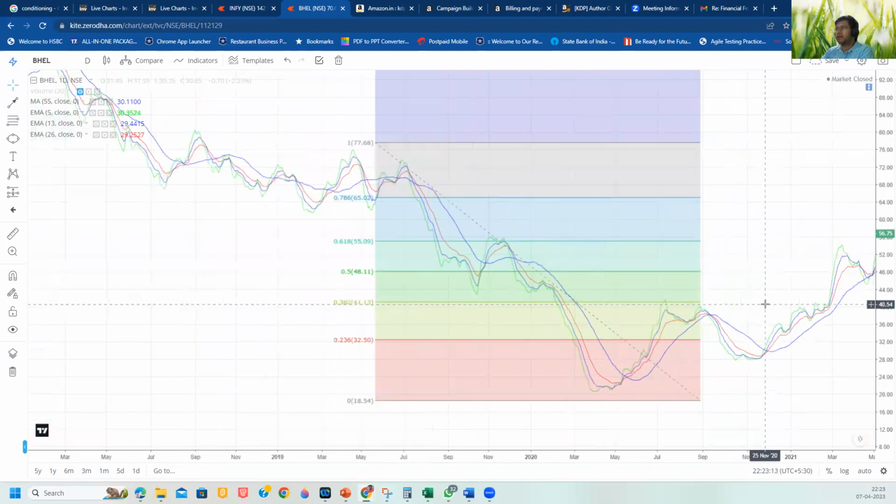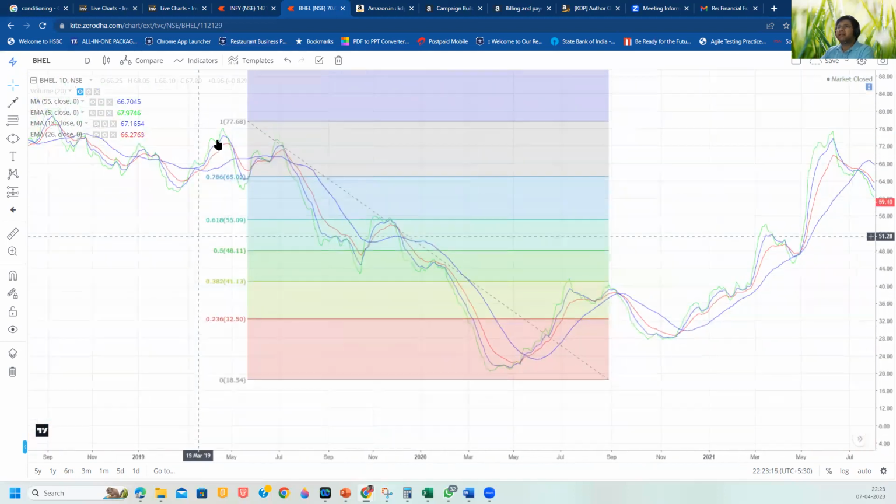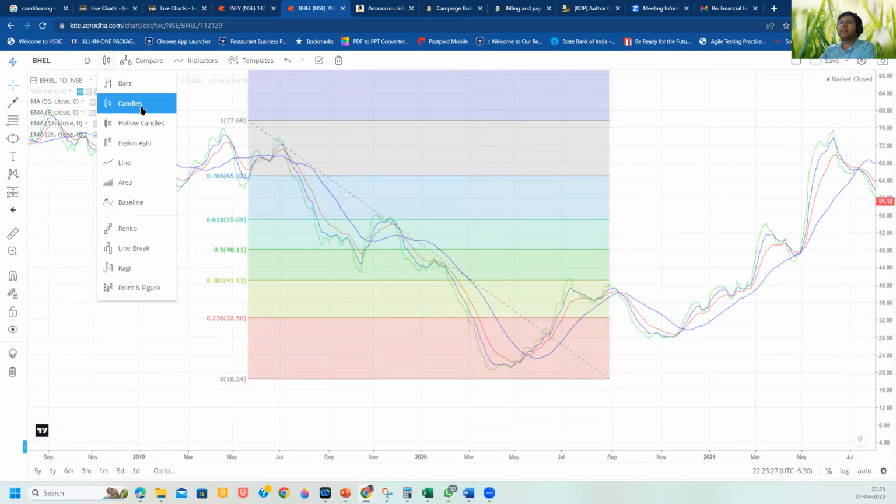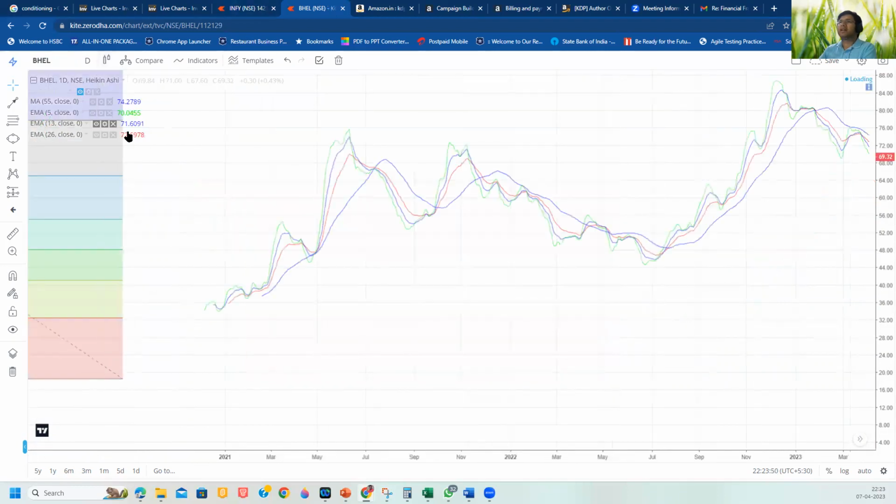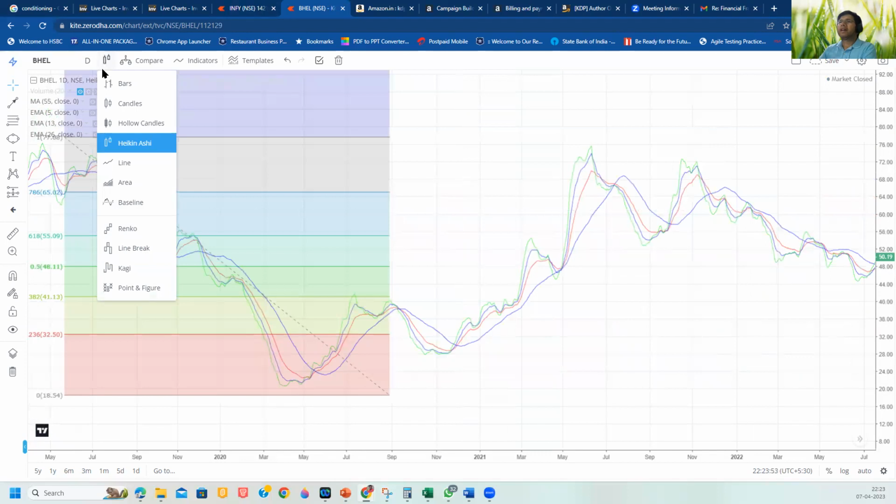Okay, so let me bring back the chart, and then candles, hide candles. What is happening? It looks like the candles are hiding from us. They don't want to come. That is why it looks like that. Candle.